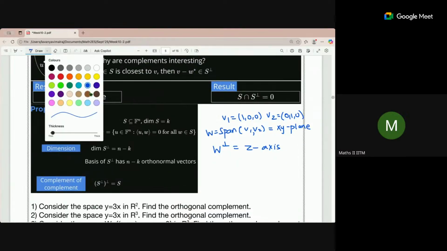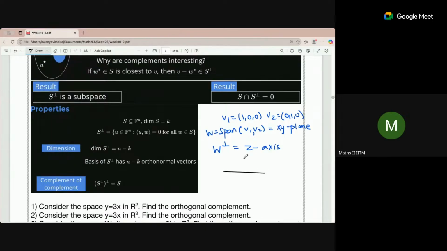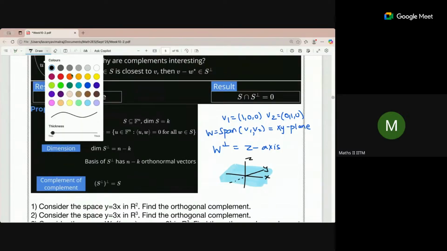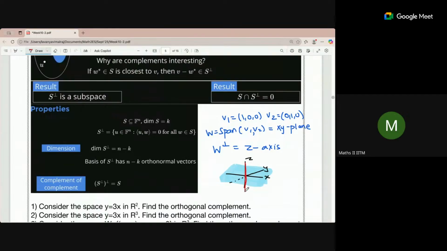I don't know whether I can really draw it well, but I'll try. Let's say you are drawing in 3D. So this is your XY plane. If I'm calling these X and Y, and let's call this Z, then this is your XY plane, and your Z is perpendicular to it. This is the orthogonal part to this plane. So you see that this is your W and this is your W perp. You understand what is meant by orthogonal complement, first of all, geometrically?